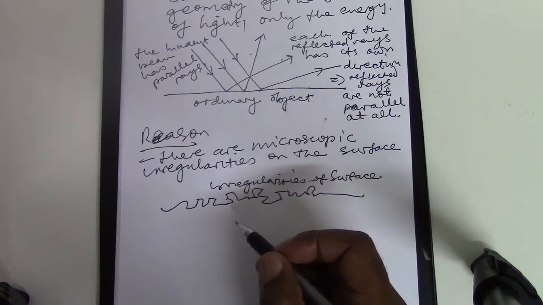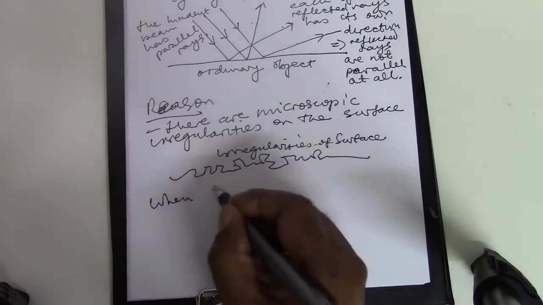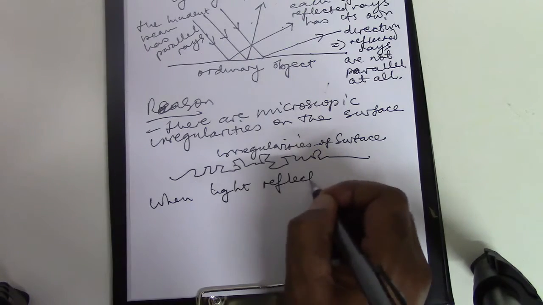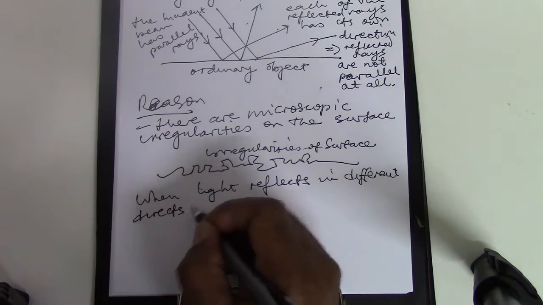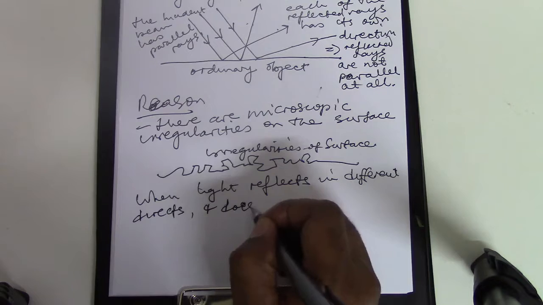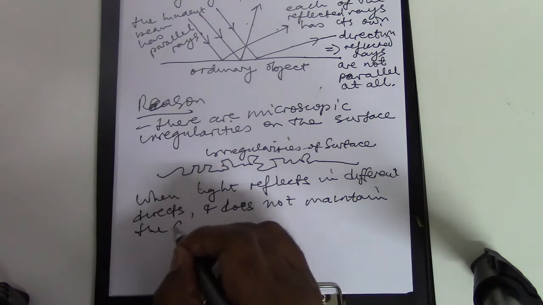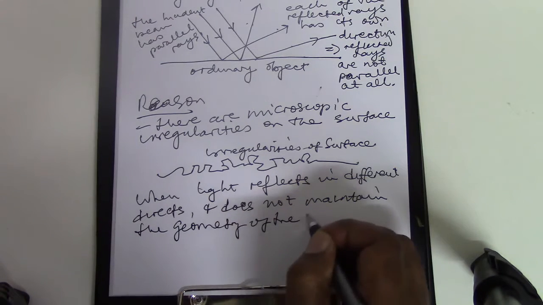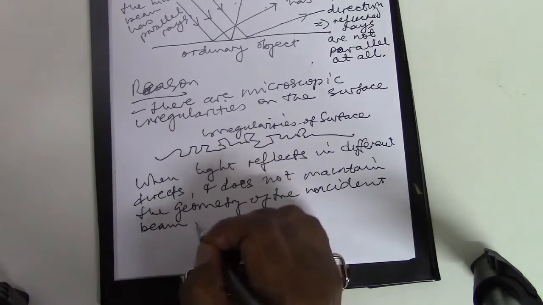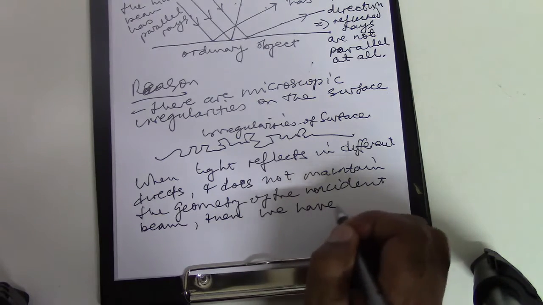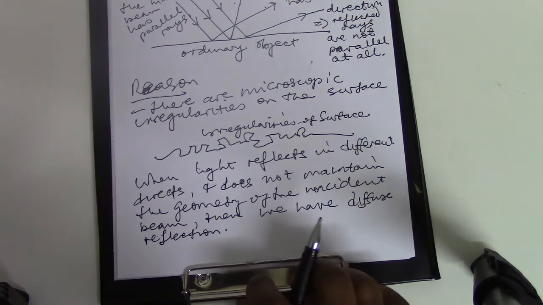So this is called diffuse reflection. We are saying when light reflects in different directions and does not maintain the geometry of the incident beam, then we have diffuse reflection.